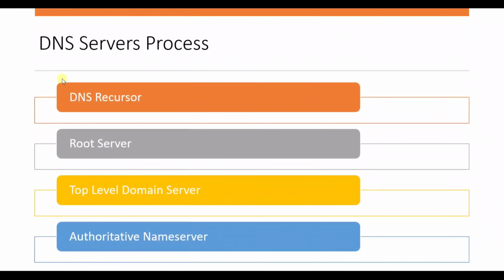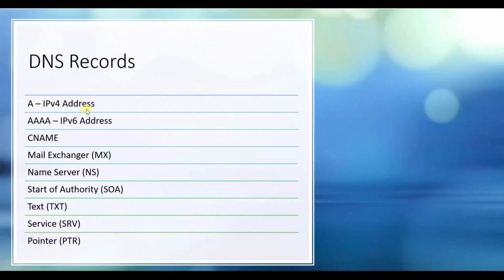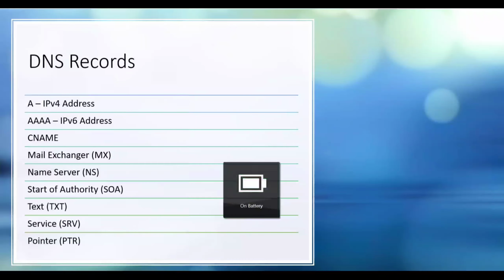And then next we have DNS records. When we talk about DNS records, they provide important information about the domain or a host name. The most common DNS record types you can see on my screen: address record, CNAME, mail exchanger, name server, start of authority, text record, service, pointer. These are some of the important records.